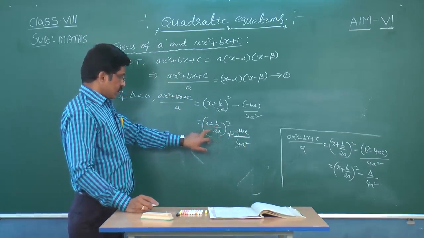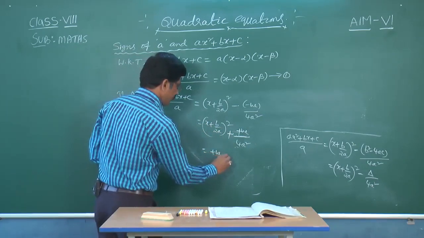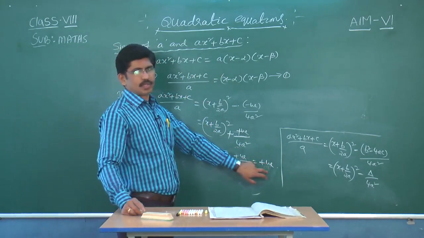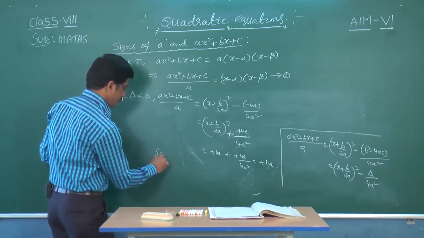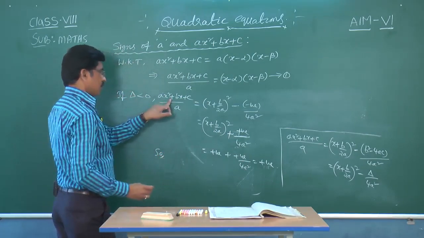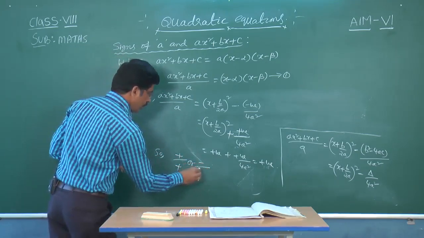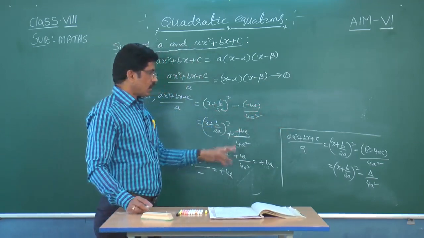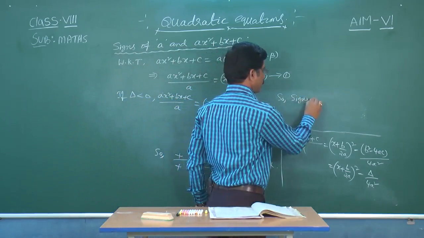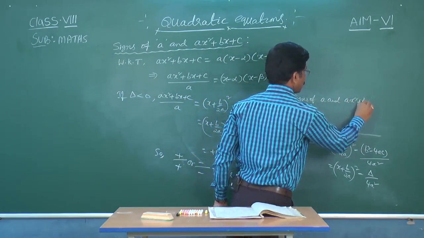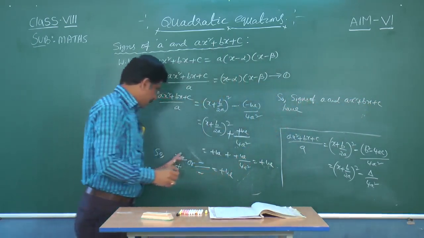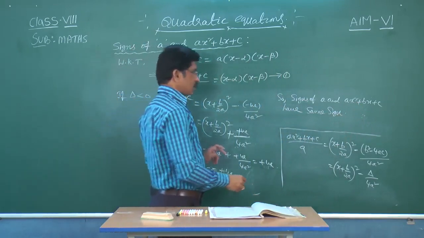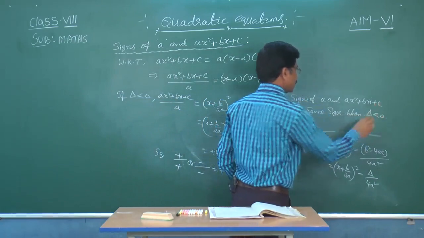So the square of any binomial is always positive, plus positive by 4a square, that equals positive. Positive plus positive is equal to positive. So positive by positive or negative by negative is equal to positive. So the signs of a and ax square plus bx plus c are the same when delta is less than 0.